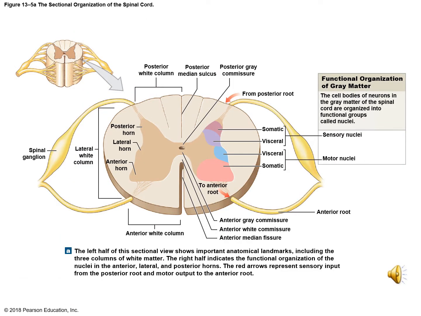Cross-sectional anatomy of the spinal cord. We've talked about the posterior median sulcus, which is the thin slice in the back of the spinal cord separating the right and left halves. Then we have the anterior median fissure, which is the large crack in the front of the spinal cord, separating it into right and left halves.